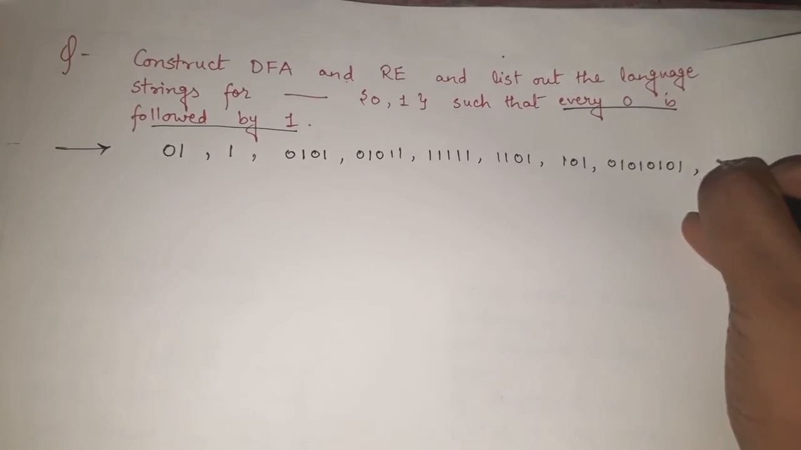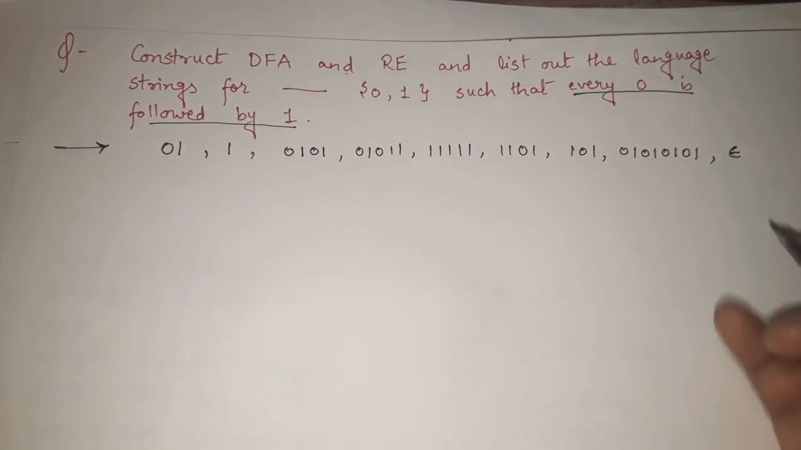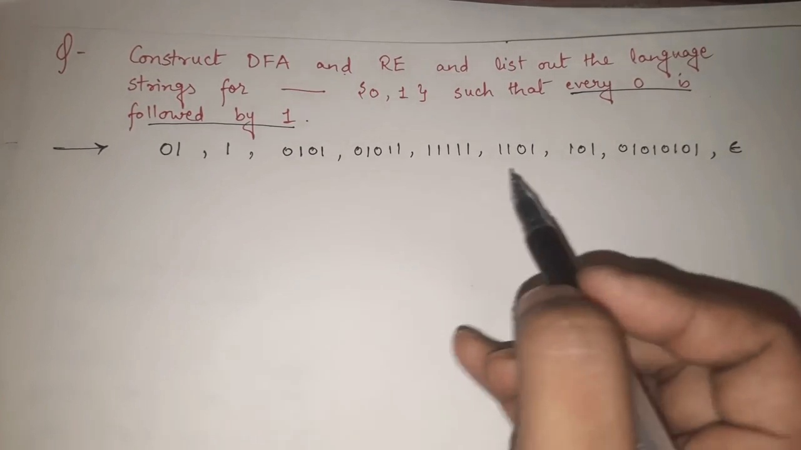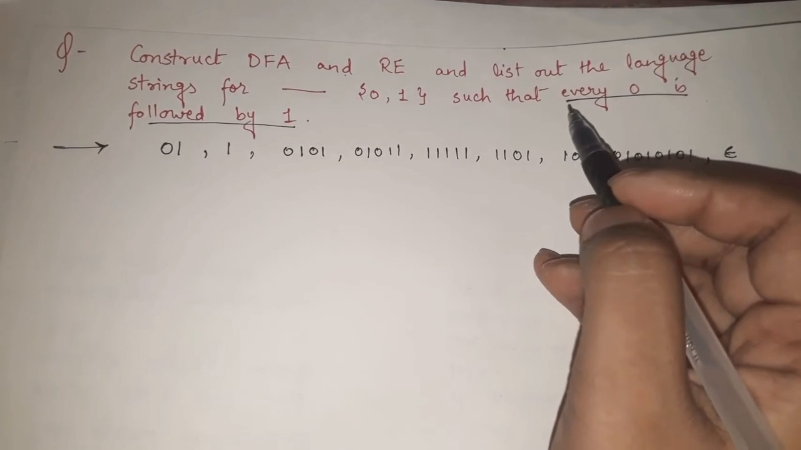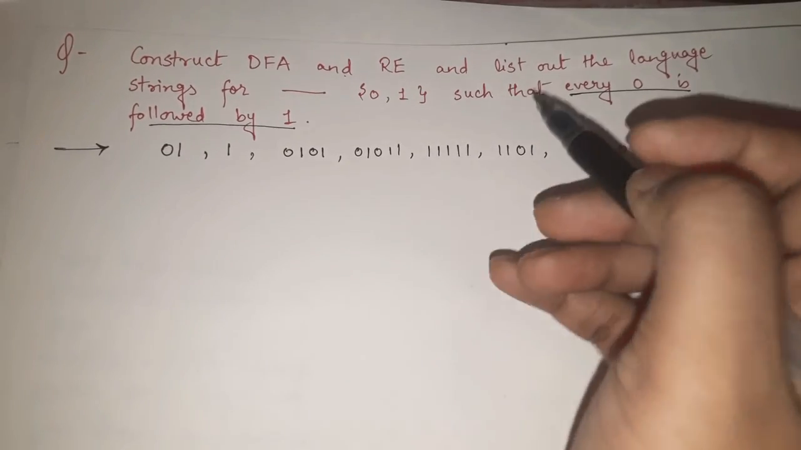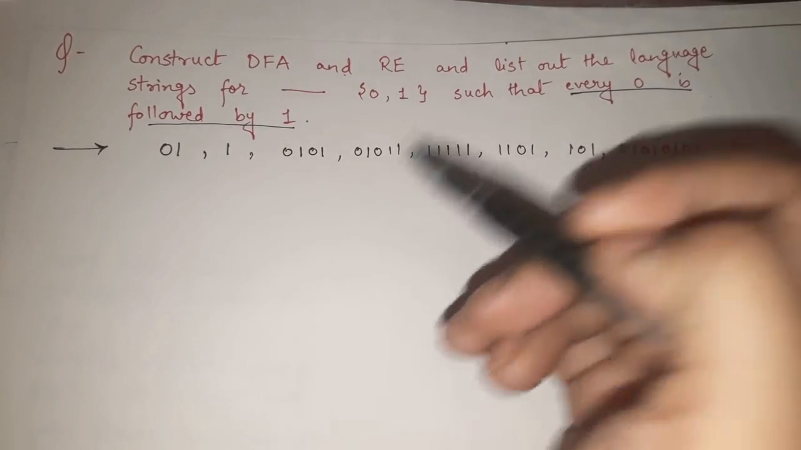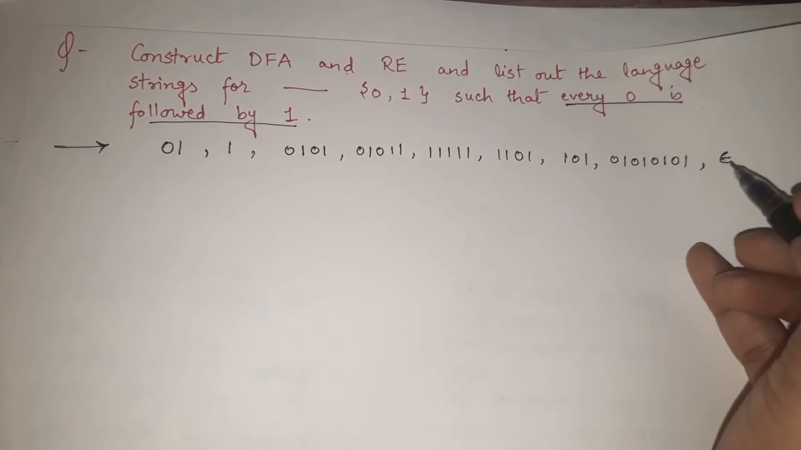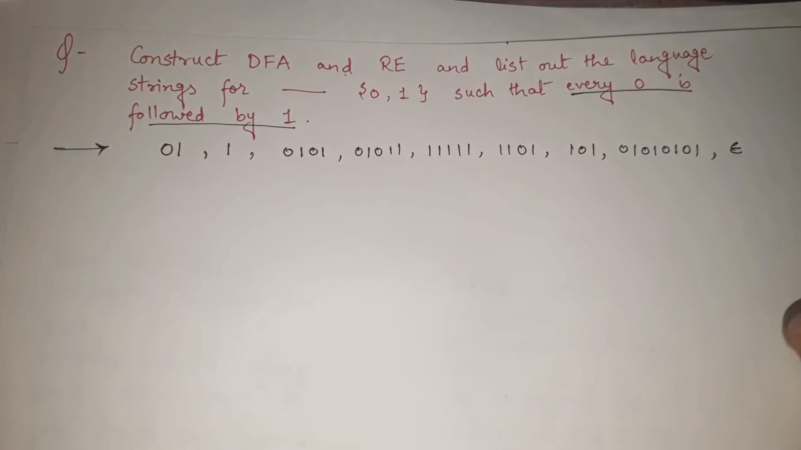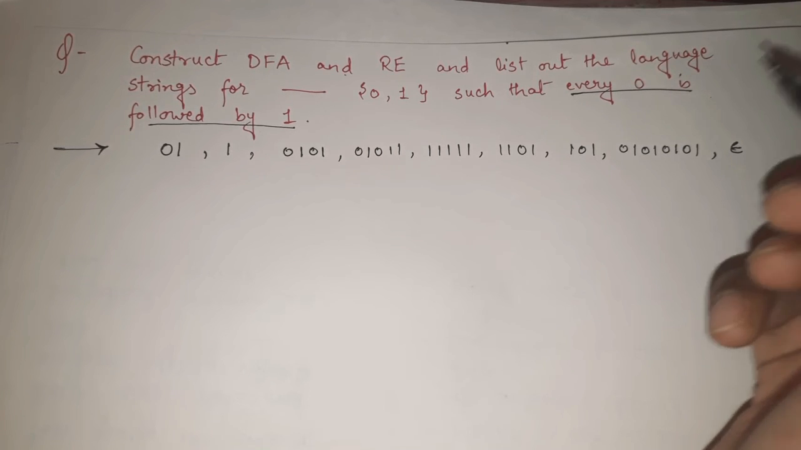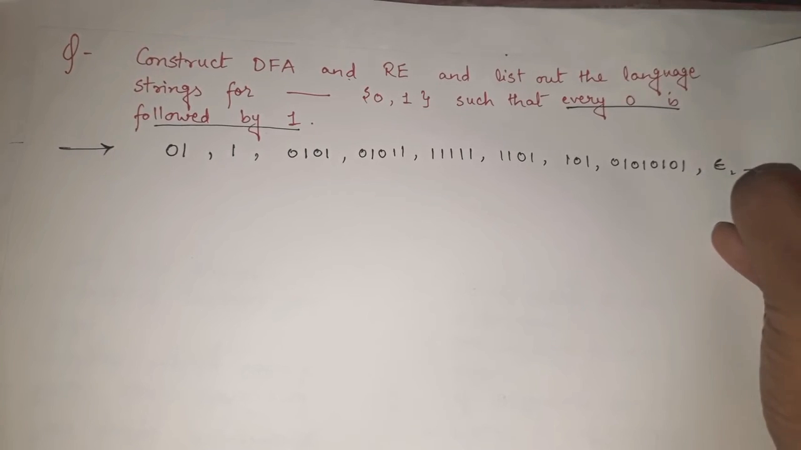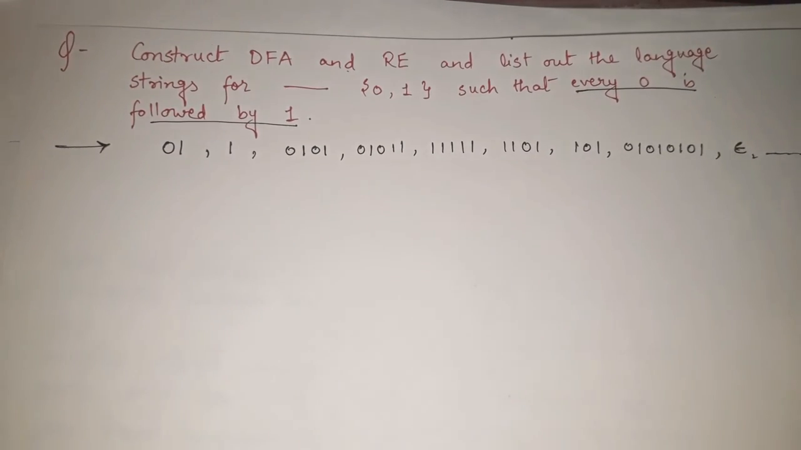One more thing here. See, null will also be there. Null or epsilon. This is epsilon. Null or epsilon will also be part of my language, because in null also the only condition given to us is every 0 is followed by 1. That means whenever there is a 0, it should be followed by 1. But if there is no 0, it is completely fine. So epsilon means nothing, neither 0 nor 1. So epsilon should also belong to my language. Fine. So these are some of the strings. There can be infinitely many, but these are just examples of the strings that belong to my language.